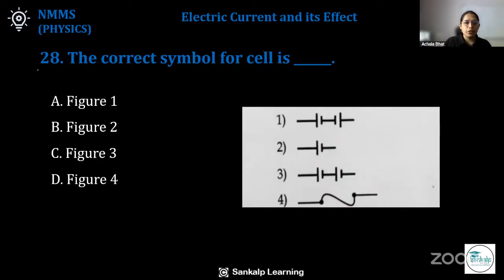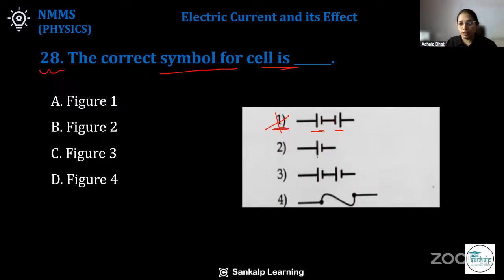Let us see question number 28 of NMMS Physics chapter Electric Current and its effects. The correct symbol for cell is... First one. Is this correct? No, this is wrong. This is incorrectly connected cell. This is one cell and this is another cell, but they are joined together at negative terminals, which means this connection is wrong. We have to connect negative to positive terminal.